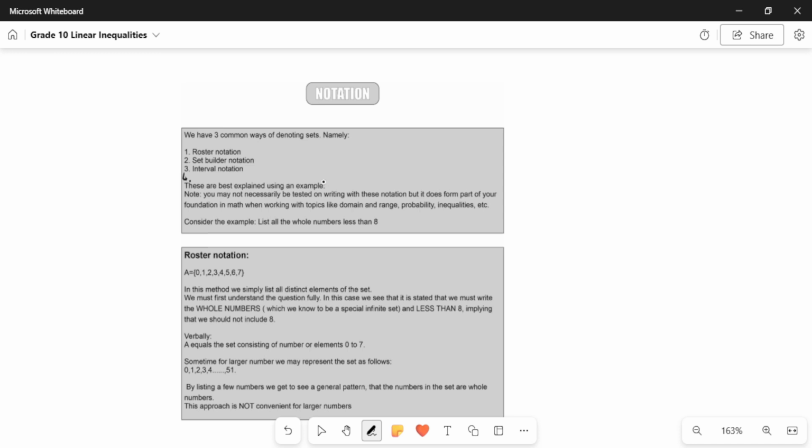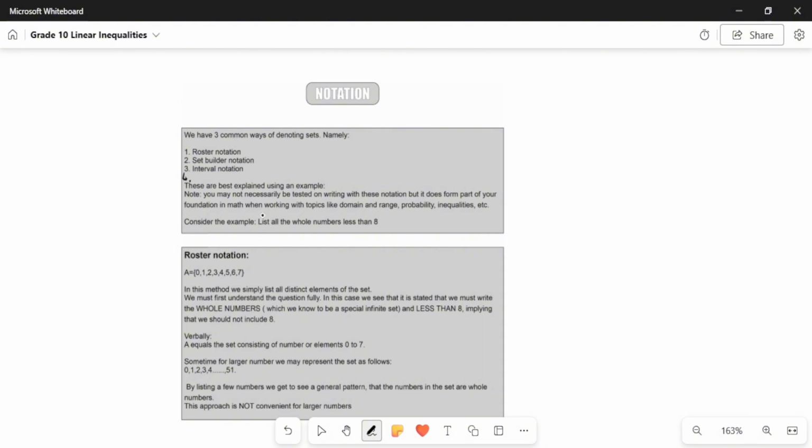These are best explained using an example. Note, you may not necessarily be tested on writing with these notations, but it would form part of the foundation in maths when working with topics like domain and range, probability, and inequalities. Now, that's very important. You may not be marked directly for this section, but they may put this section in other sections like domain and range, probability, and inequalities. So understanding this will be very important.